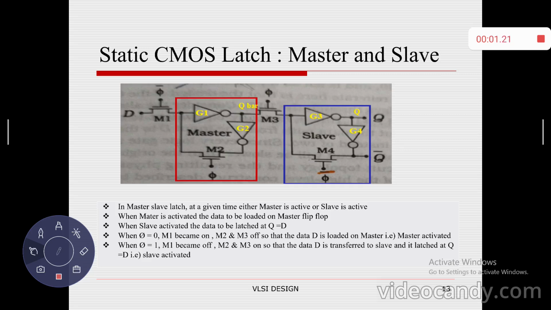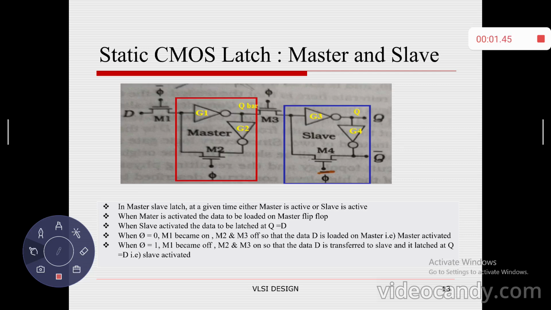Likewise, the loading operation of the slave is with respect to transistor M3, and the holding operation is based on M4. So if I take the control signal phi equal to 0, transistor M1 will be active and M2 will be deactivated. So the operation performed on the master is the loading operation.